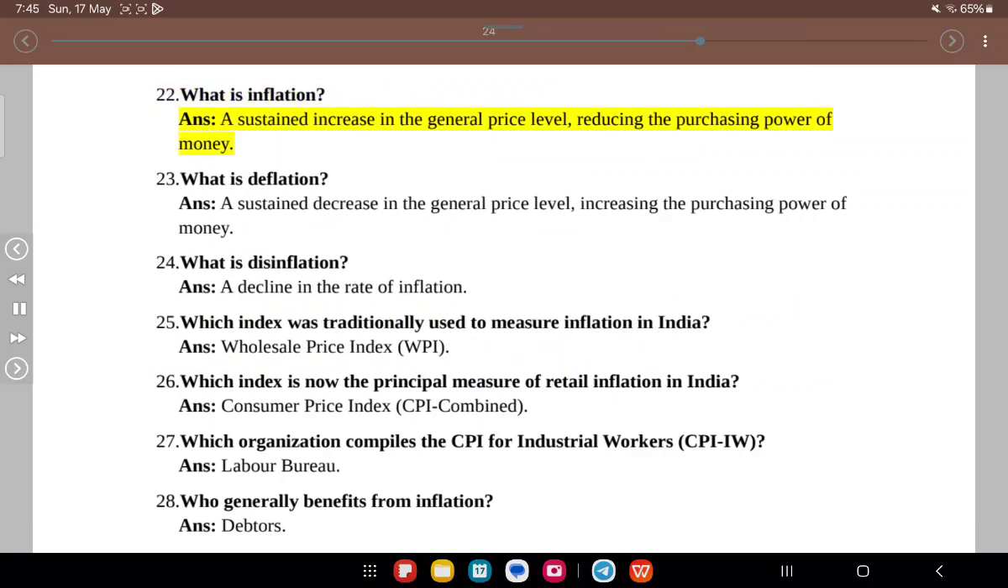22. What is inflation? Ans. A sustained increase in the general price level, reducing the purchasing power of money. 23. What is deflation? Ans. A sustained decrease in the general price level, increasing the purchasing power of money. 24. What is disinflation? Ans. A decline in the rate of inflation.